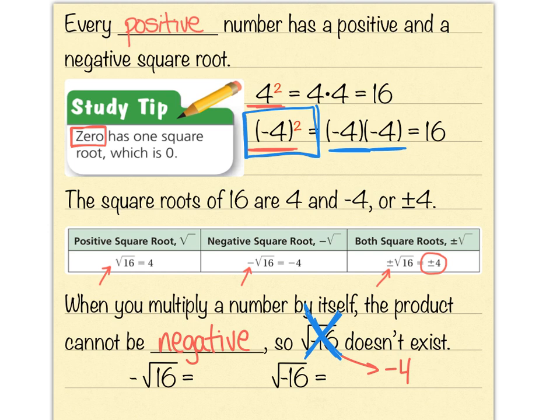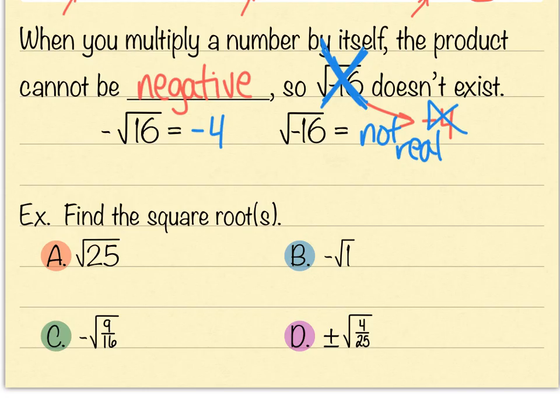So if we say the negative square root of 16, we're asking for negative 4. That's just the negative version of the square root of 16. But for the square root of negative 16, there is no answer. In fact, we would say that it's not real. It's not negative 4. It's just not real. It does not exist.